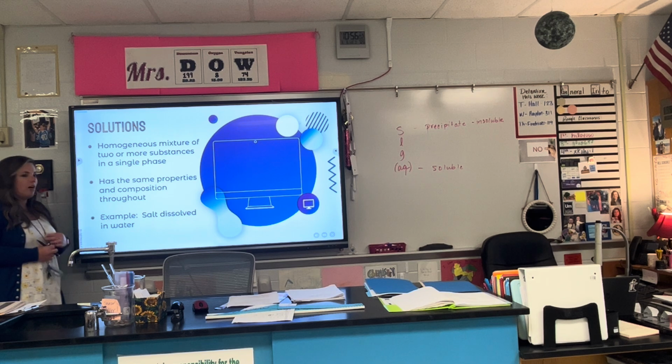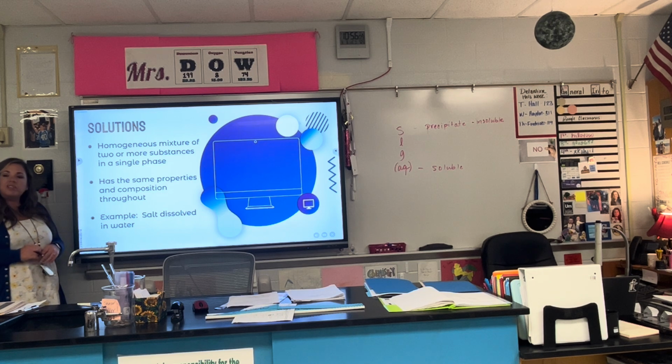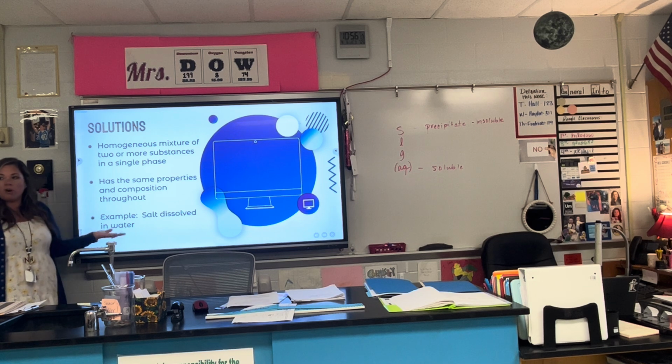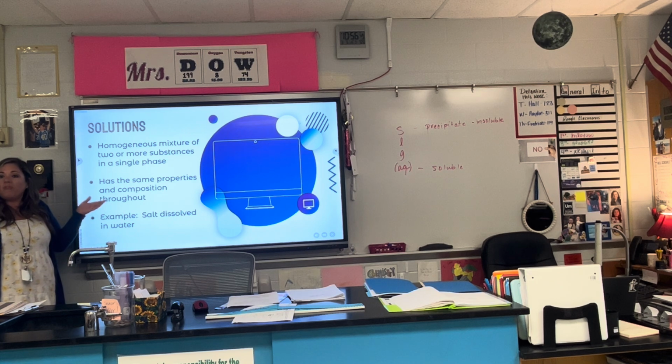So like salt dissolved in water. That's a homogeneous mixture. You can't see the salt, but we could still separate them. I didn't make a new substance. It's still salt and water. I could put a lot of salt into it. I could put a little salt. And I could separate it by boiling off the water.